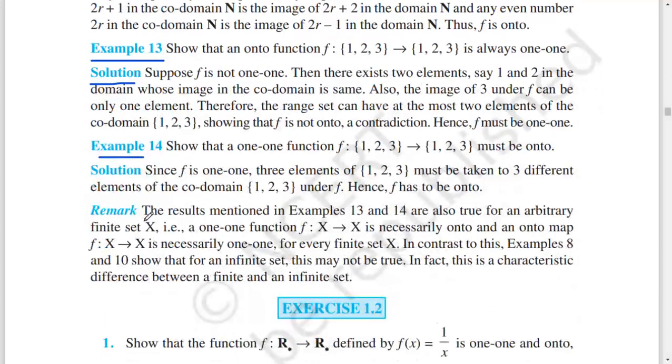Example 14. Show that a one-one function f: {1, 2, 3} to {1, 2, 3} must be onto. Solution. Since f is one-one, three elements of {1, 2, 3} must be taken to three different elements of the codomain {1, 2, 3} under f. Hence f has to be onto.